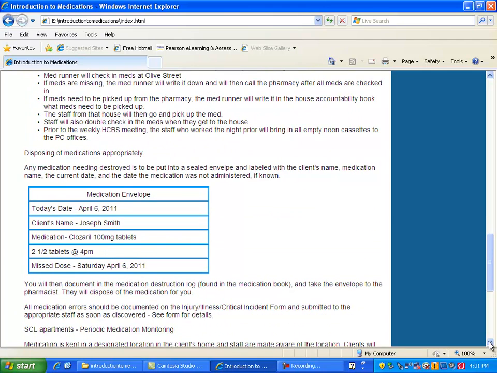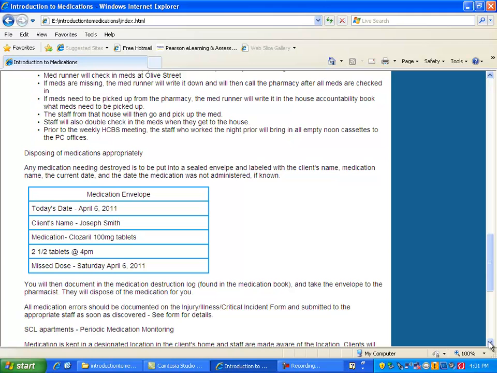Let's talk about disposing of medications appropriately. Any medication needing to be destroyed is to be put in a sealed envelope and labeled with the client's name, medication name, the current date, and the date that the medication was not administered.